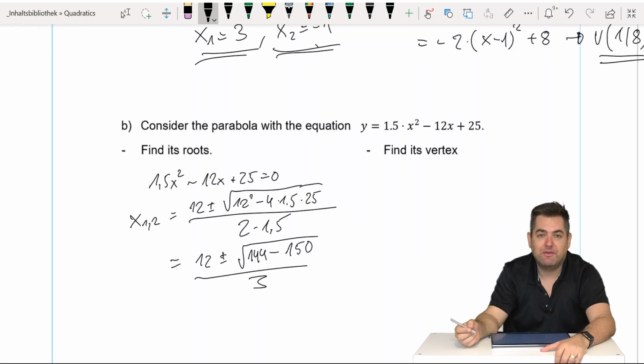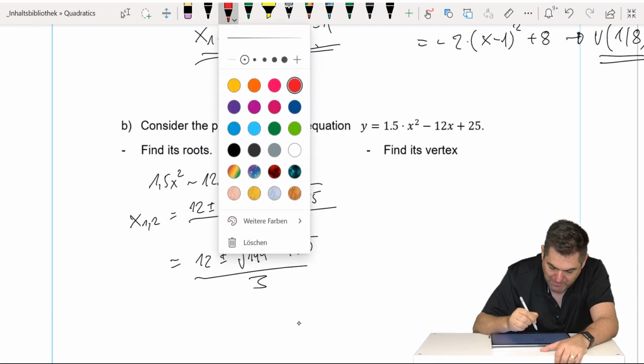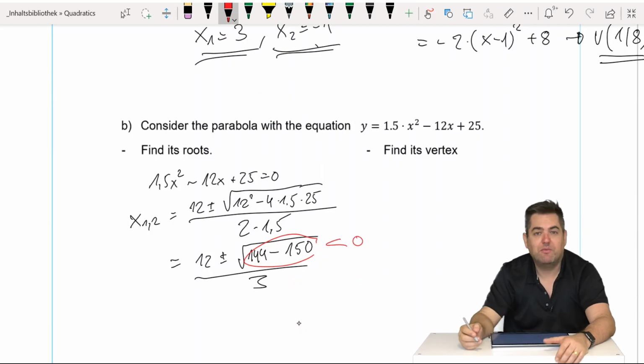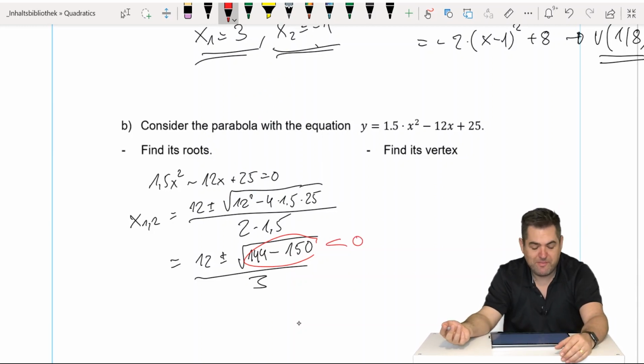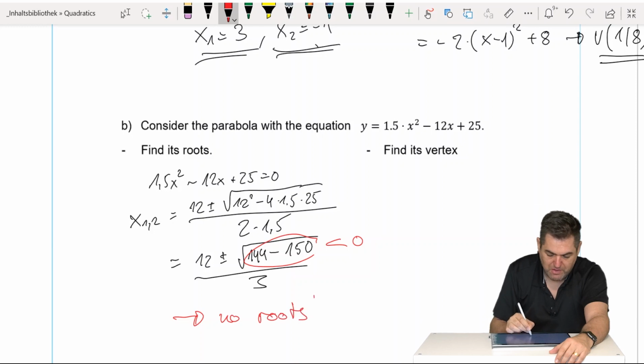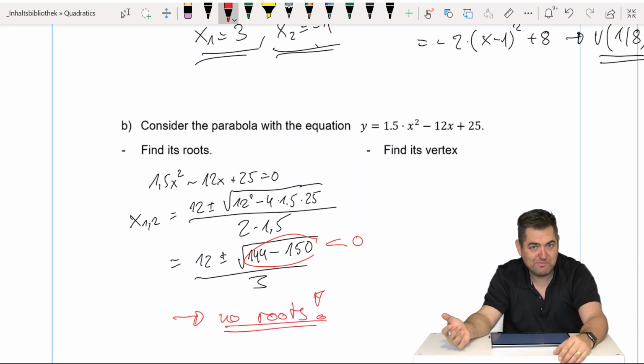Now what does it mean? If it's negative, I hope you remember this, then it means that we have no solution. And if there is no solution when I'm trying to get the roots, then it just means that there are no roots. How is this possible? I'll show you later.